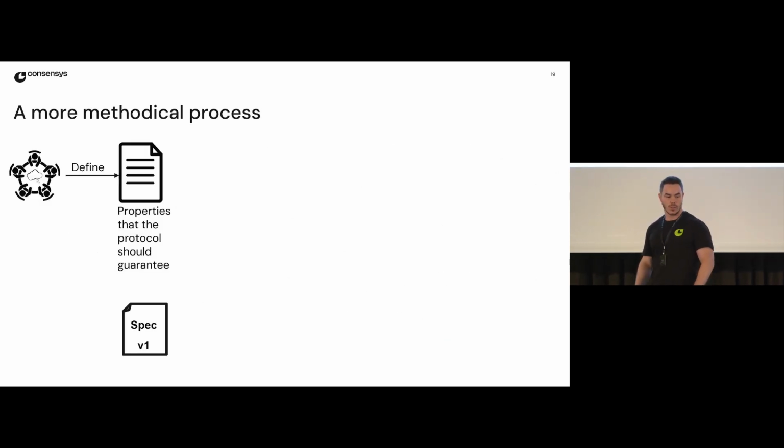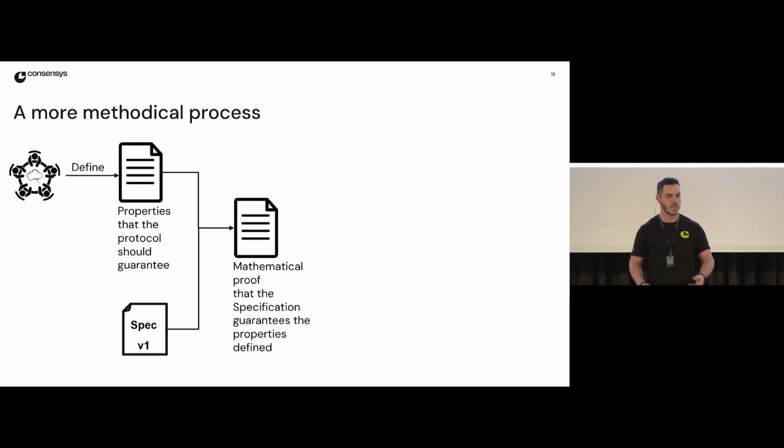So what we propose is, let's take a different approach. Let's agree on a set of properties that we want the protocol to guarantee, and let's build a mathematical proof that shows that the specification always guarantees these properties.